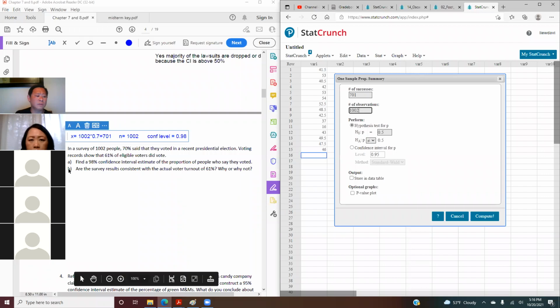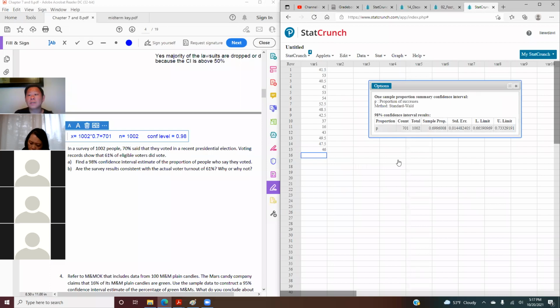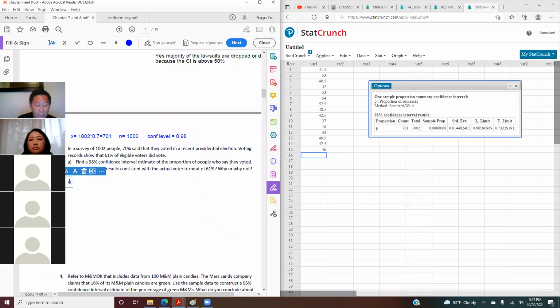Your observations are 1002, and the confidence level in this case is 0.98. You hit compute. So this is your result, which gives the lower and upper limits. Your confidence interval for part A in this case is 0.6656 to, with three decimal places, 0.733. So this is how you do your 98% confidence interval. I'll just put it at 98% here. Questions?